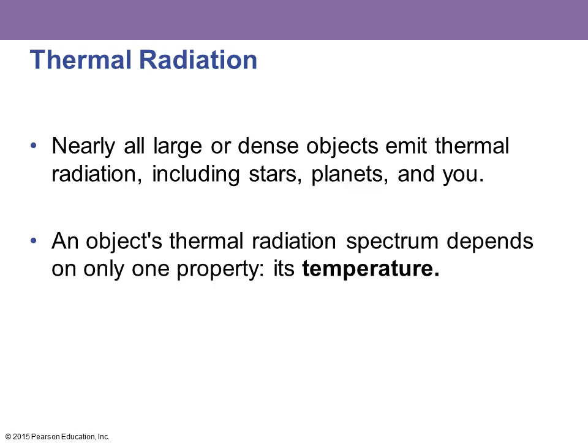So, nearly all large or dense objects emit thermal radiation. Stars, planets, even humans give off some thermal radiation. An object's thermal radiation spectrum depends on only one property, its temperature. So that can tell us a lot about things like stars. Stars are out there with many, many different temperatures. Well, that's represented by different colors. So it's kind of a one-to-one sort of comparison or equation that we can look at to determine the temperatures of stars. Look at the color.